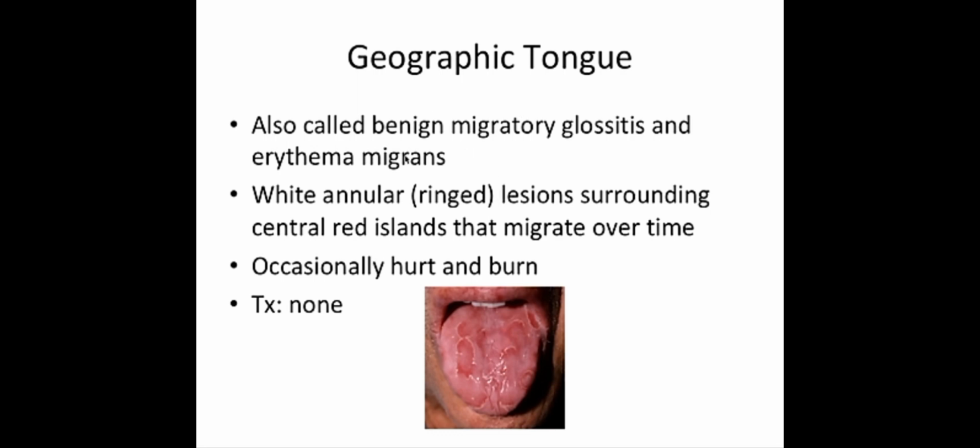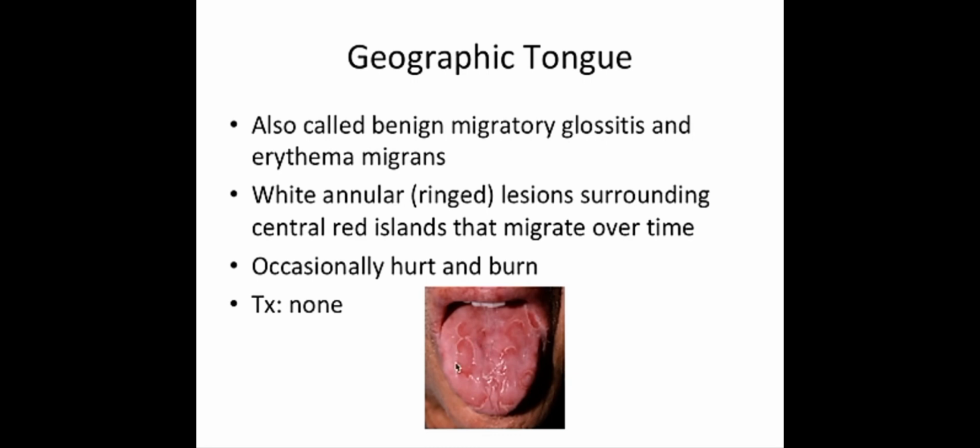Geographic tongue also goes by two other names, benign migratory glossitis and erythema migrans. Sometimes the alternative names are sort of cumbersome, but in this case it actually helps us remember what it looks like and how it acts. So this is a pretty nice characteristic photo.